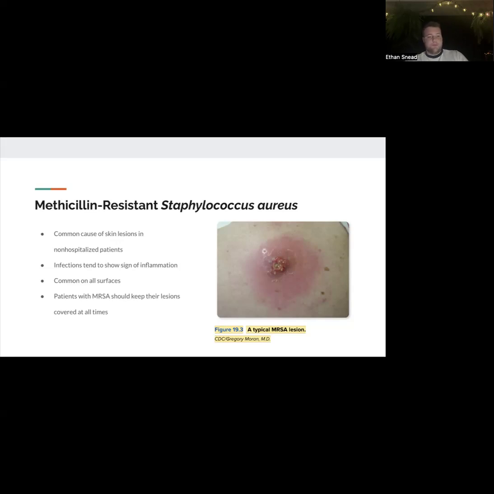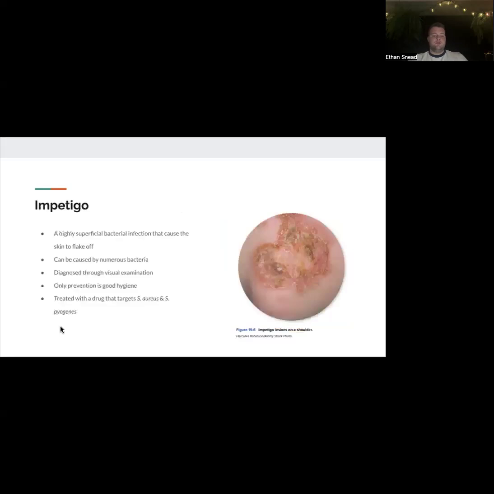Patients with MRSA should always keep their lesions covered at all times, and this prevents the infection from being transmitted to others. By keeping these covered, you are also saving yourself from a lot of different types of skin conditions. Our next one we're going to cover is impetigo.